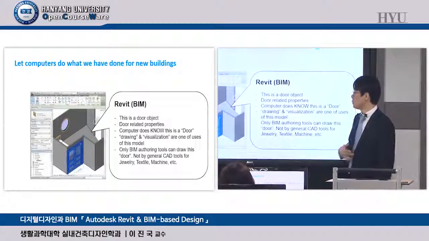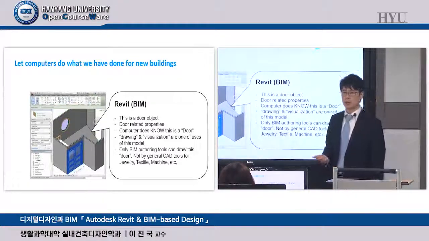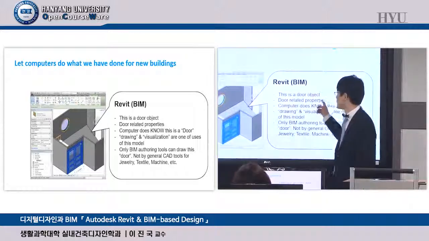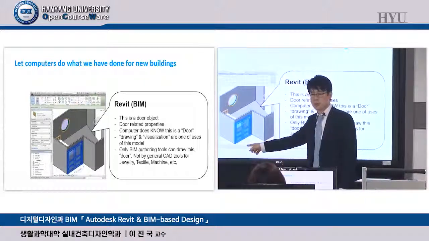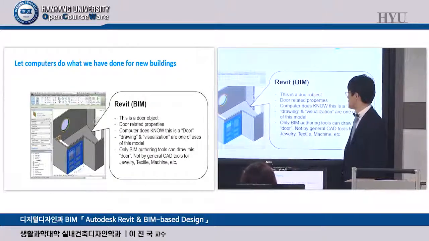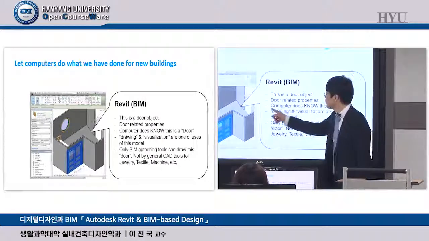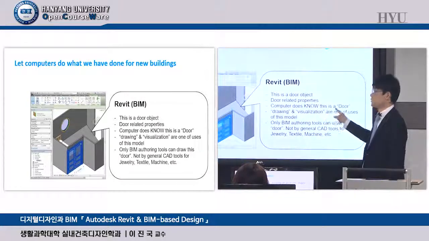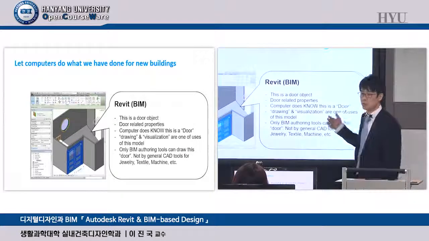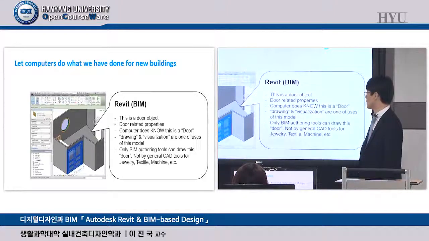But now we're going to deal with Revit. We're going to handle BIM tools. In BIM tools, this is a door object. It has dimensions, parameters, as well as geometry. The computer doesn't know this is a door, okay? This is a really important, distinct feature of a BIM tool.